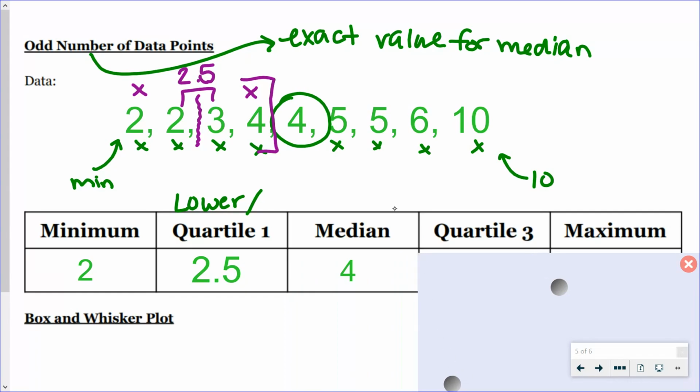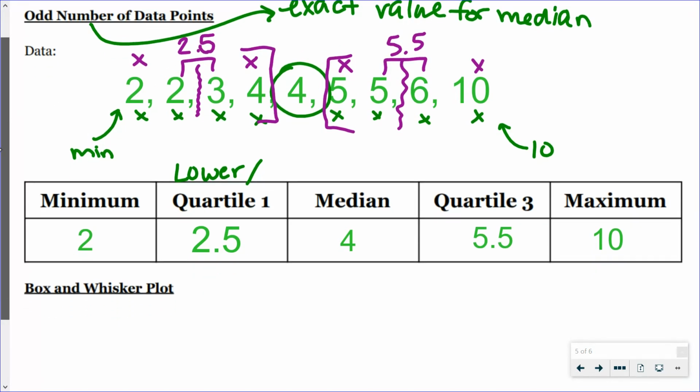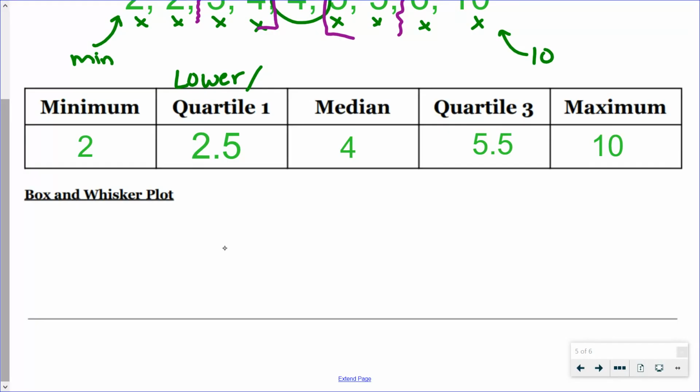Okay, the last piece we need to find is our quartile 3. So I'm going to do the same thing. I'm going to look at all the values to the right of my median and find what's in the middle. Okay, well, I'm left with 5 and 6. The number that is in the middle is 5.5. So my quartile 3 is 5.5. Now that I have all these values, I can draw my box and whisker plot.